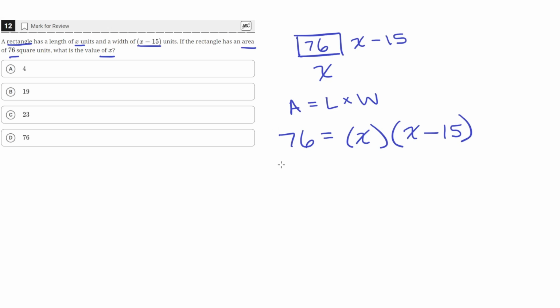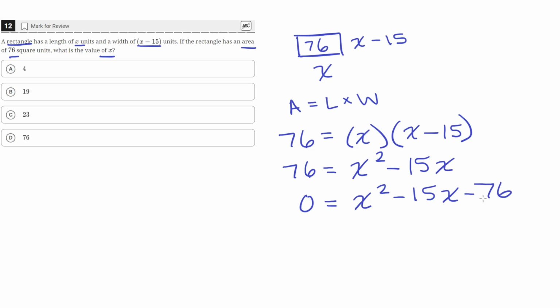So this is the formula for the area of this rectangle. We can use this formula to solve for x, which is what the question is asking us for. So 76 is equal to, we can distribute out this x to get x squared minus 15x, and then we can subtract 76 from both sides to get 0 equals x squared minus 15x minus 76.